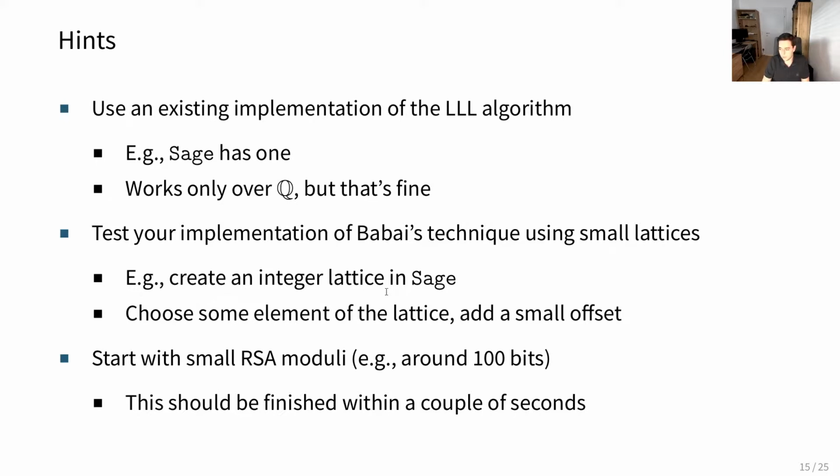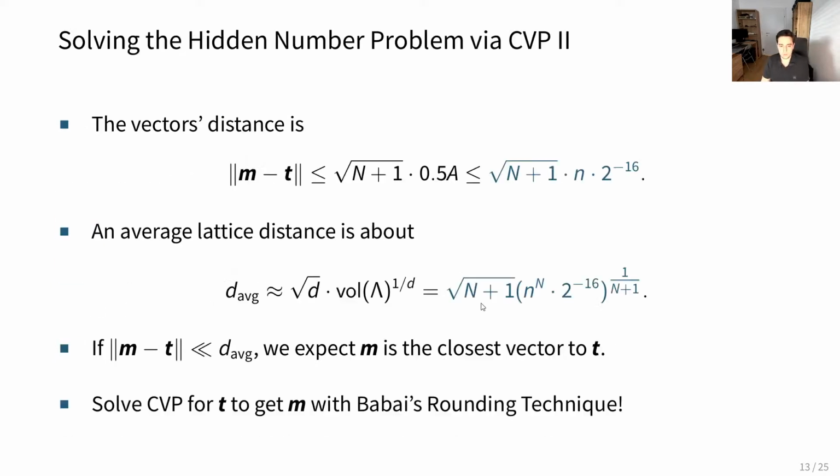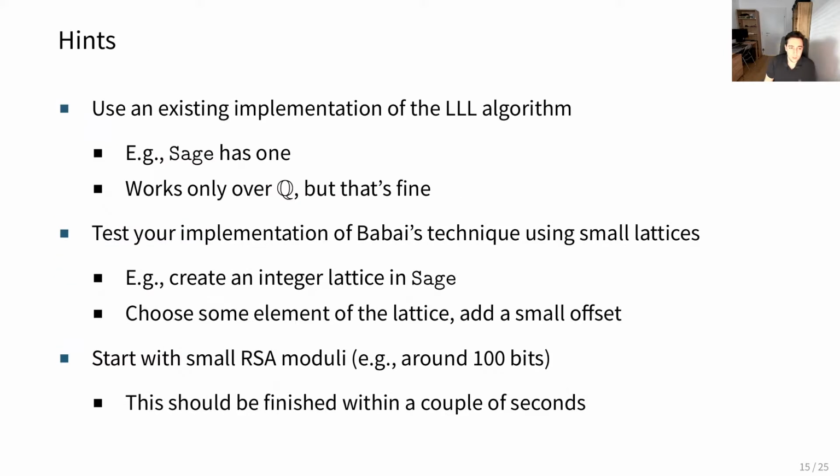Another thing which is maybe good is to start with small RSA moduli, for example, around 100 bits only. You can then increase it. So this should finish very, very fast, at most a couple of seconds. But again, all of this will be explained in more detail, especially the notations here, in the next lecture.